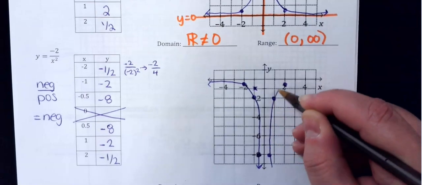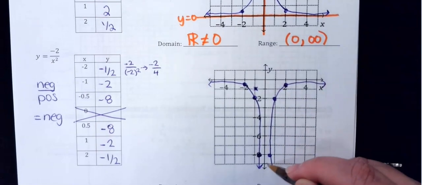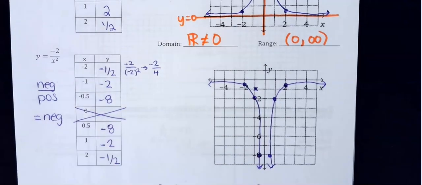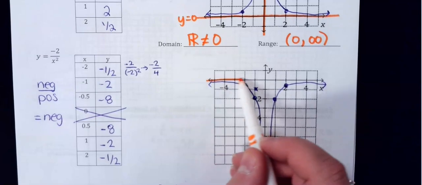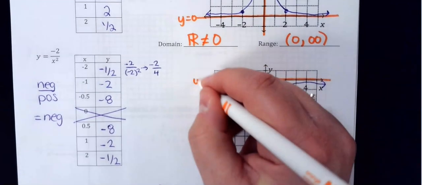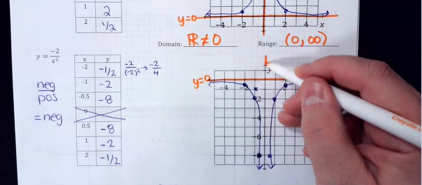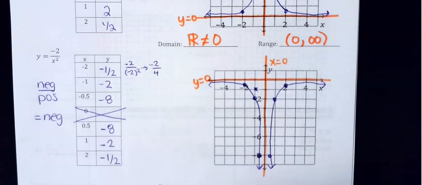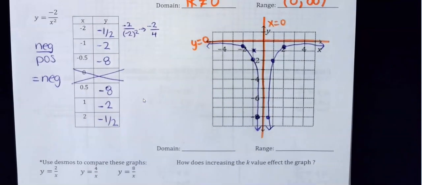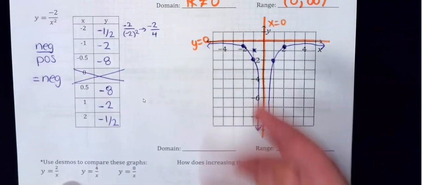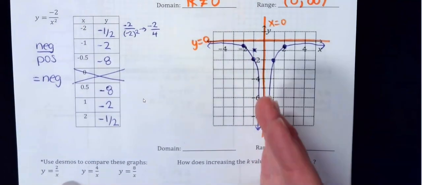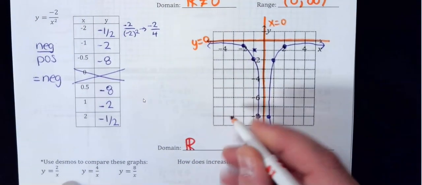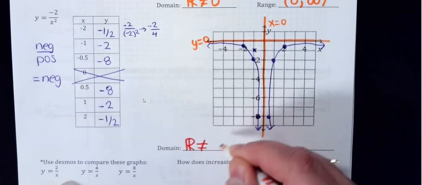It's very similar to an inverse variation. It's just that the branches are both going to either point up, or in this case, they both point down. Now, you still have y equals 0, that's your horizontal asymptote. X equals 0 is your vertical asymptote. For this one, I go left and right forever, but I don't touch 0 in between the two branches. So the domain is all real numbers, but not 0.